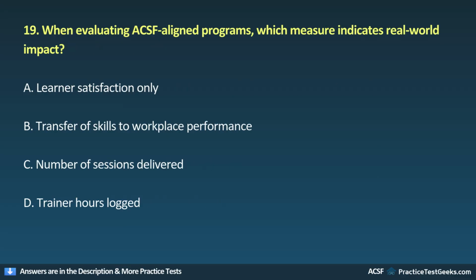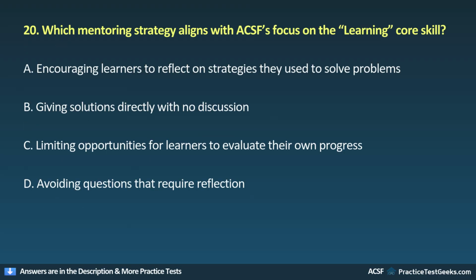19. When evaluating ACSF-aligned programs, which measure indicates real-world impact? A. Learner satisfaction only. B. Transfer of skills to workplace performance. C. Number of sessions delivered. D. Trainer hours logged.